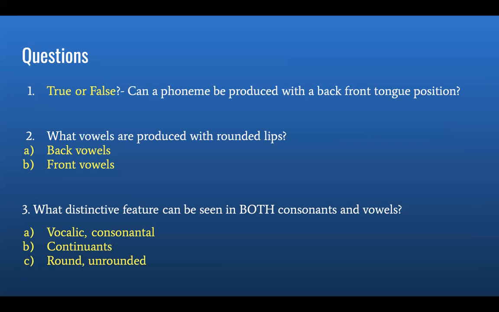A, vocalic and consonantal, B, continuance, or C, round and unrounded? The answer to this would be A, vocalic and consonantal. We can use both of these terms when we are describing features of vowels and consonants. We cannot use continuance to describe both consonants and vowels because we use continuance as a term more to describe consonants. As well as round and unrounded. We use round and unrounded to describe vowels, not consonants.